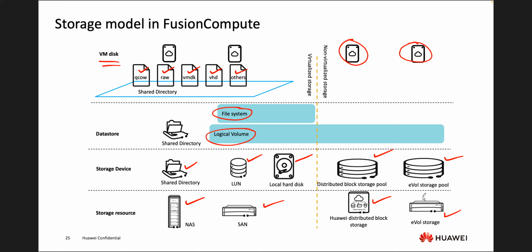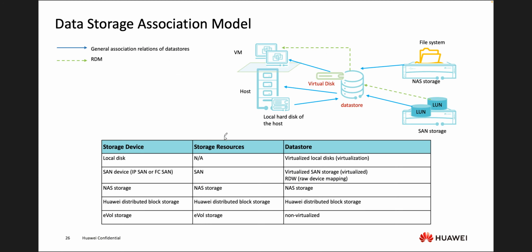All right, so this is basically the model that you would use in FusionCompute. When we look at data store association, this is when you need to map the relationship between storage resources, storage devices and the data stores. So your normal relation is how you map it.